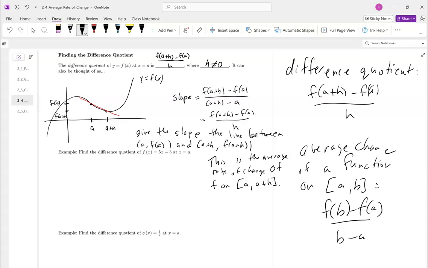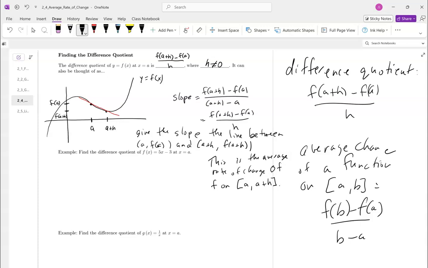We started in a, we move a little bit. H could also be negative, but we move from a just a little bit. That's what the h is representing. So to get that expression for the difference quotient, you do the difference of your y values, f of a plus h minus f of a, over the difference of your x values, the a plus h minus the a. When you simplify the denominator, you just get an h. And remember, we need to make sure that that h is not 0 because we can't divide by 0.